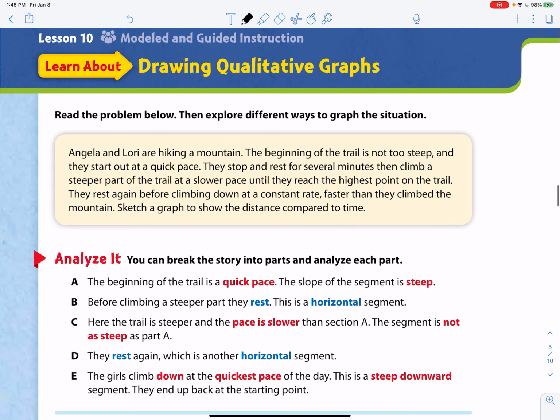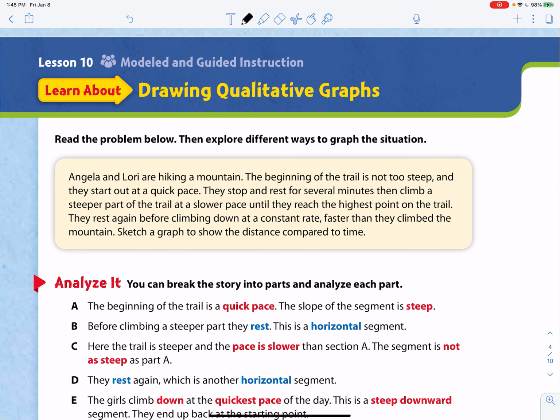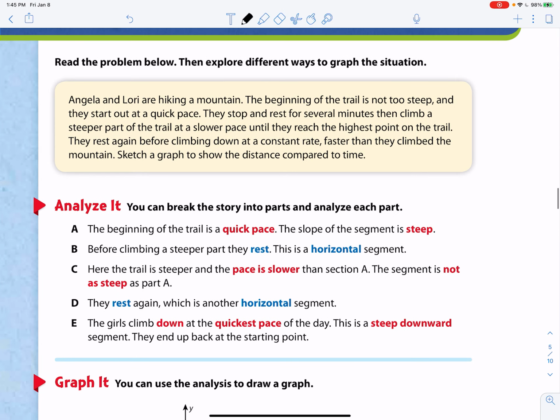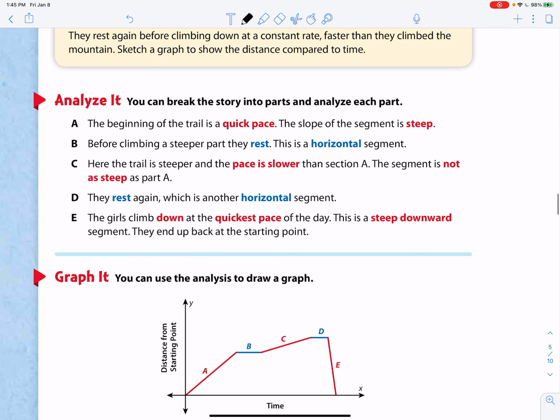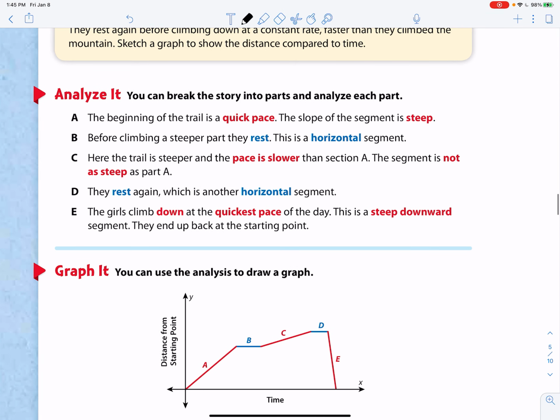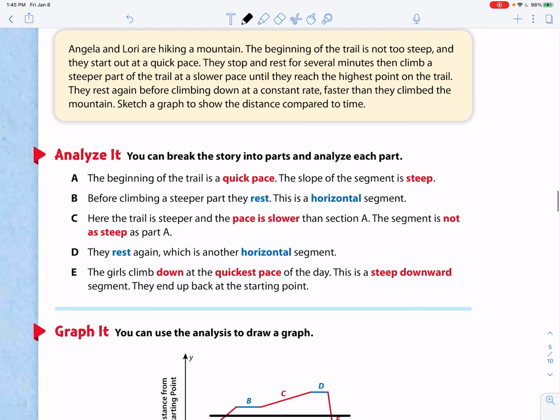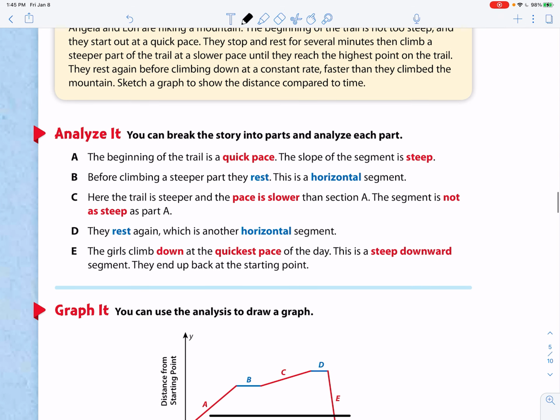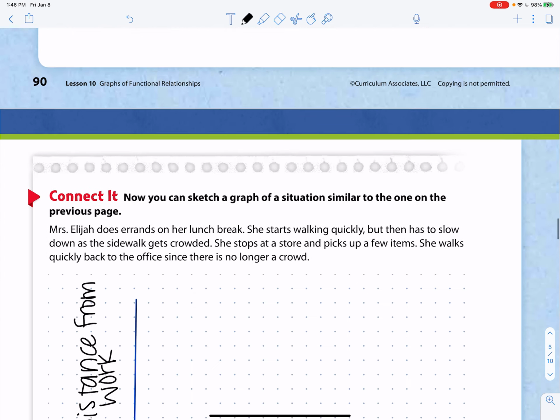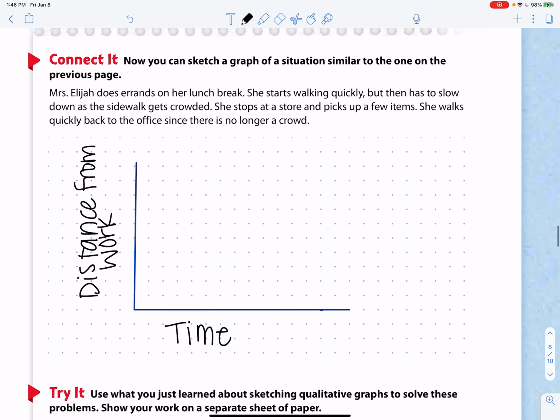So I will not be reviewing the example problem about Angela and Lori because the first page for this lesson already walks through it in the analyzer and the graphic section. So make sure that you have reviewed both sections before you move on to the connected problem. All right, we're going to go ahead and move on to that. All right, so the connected.